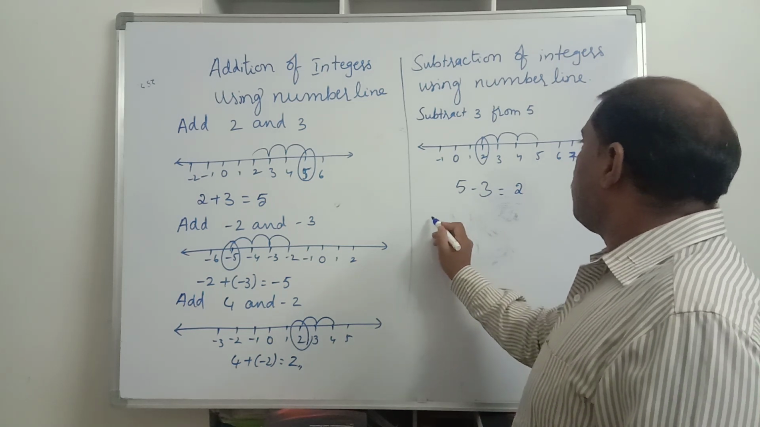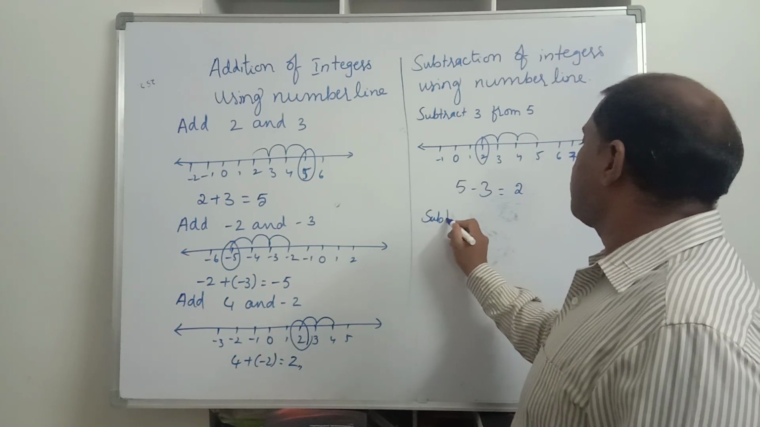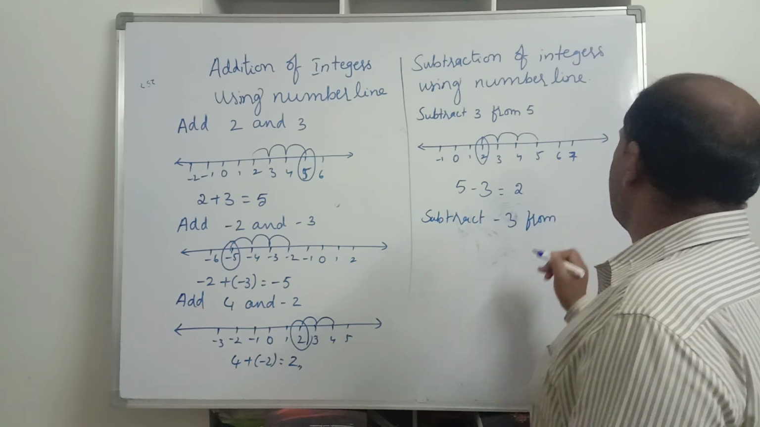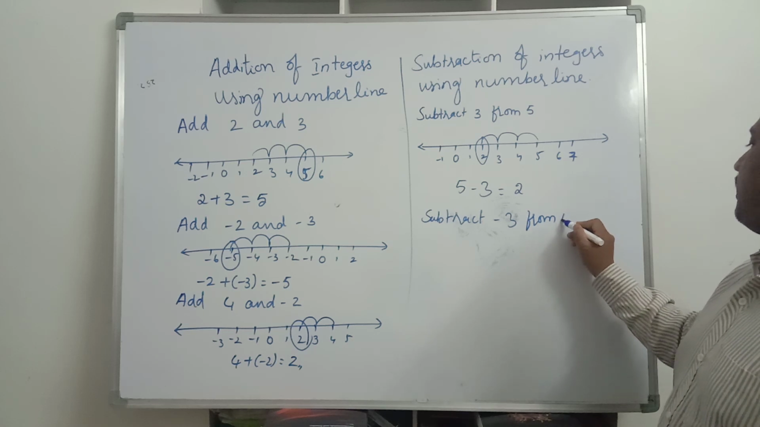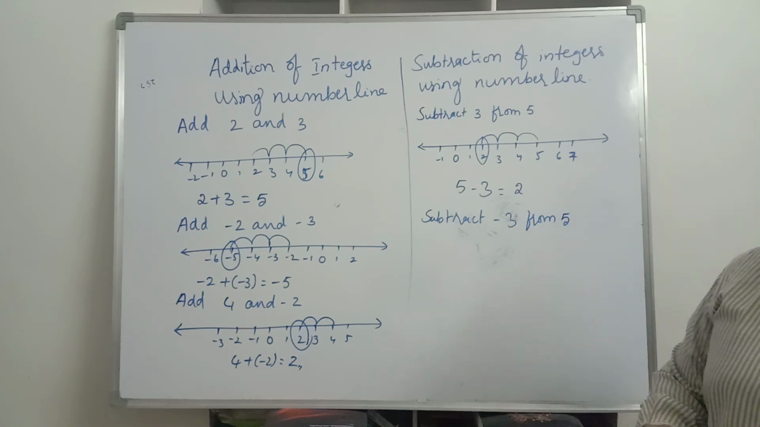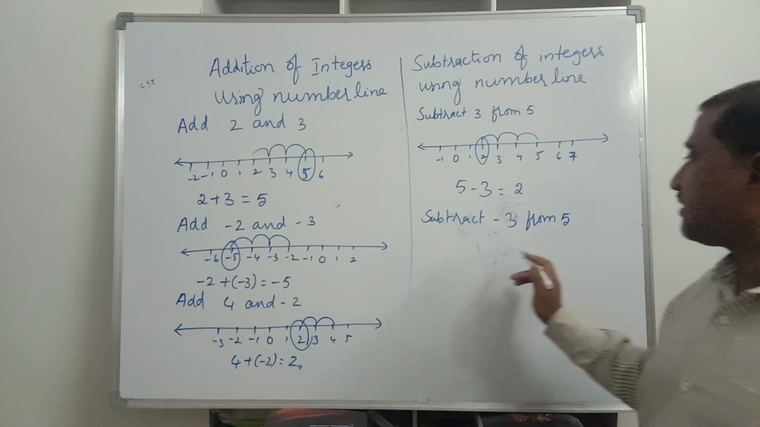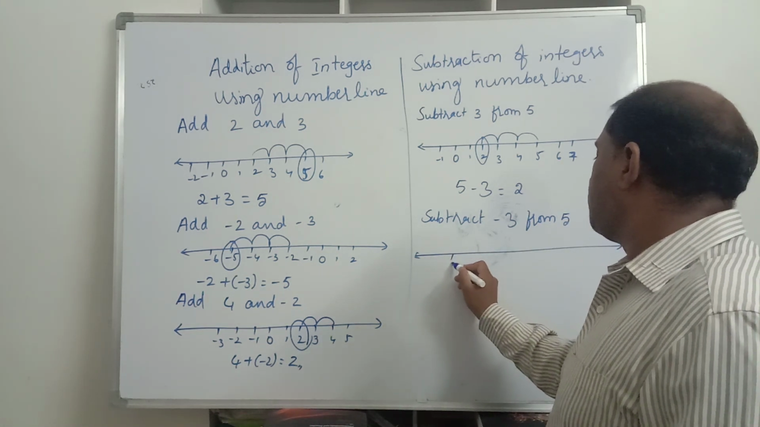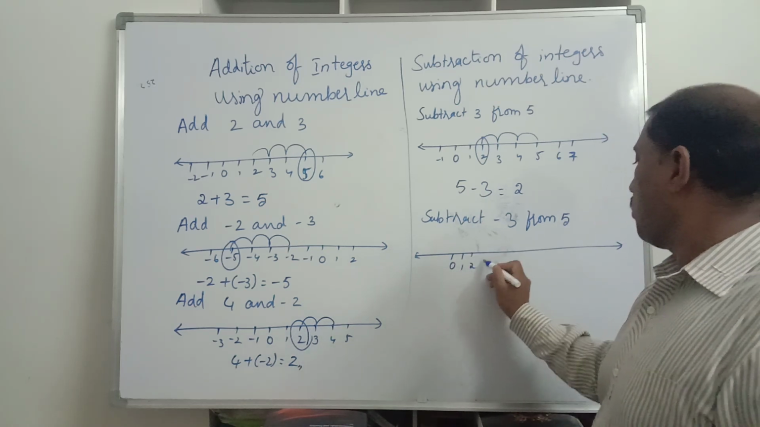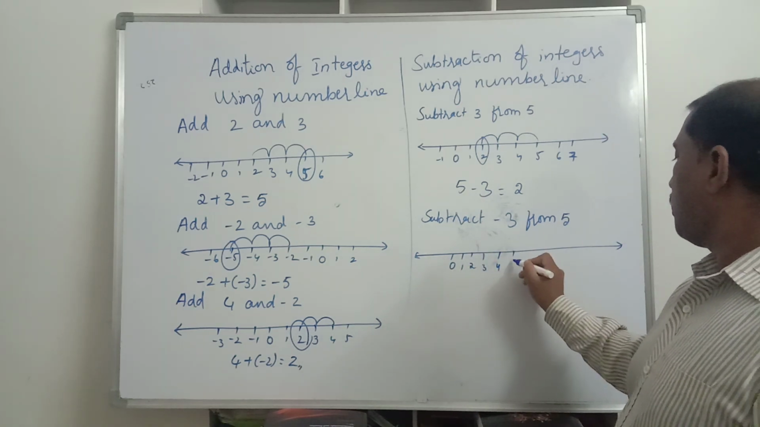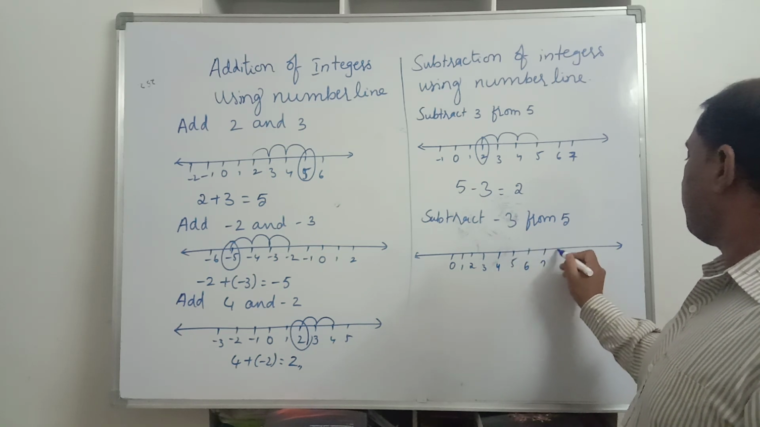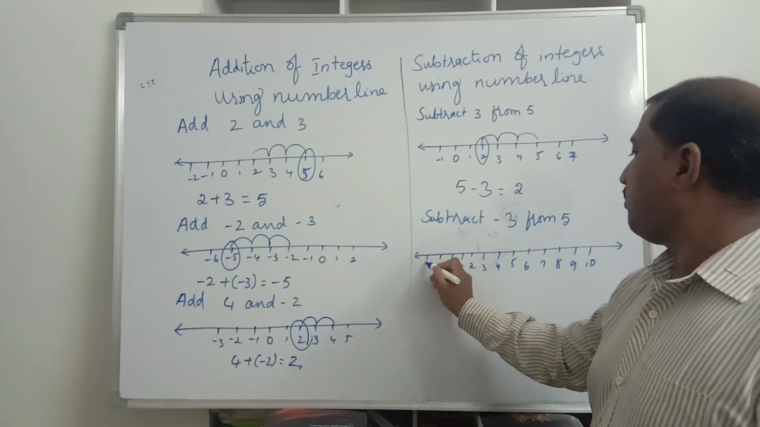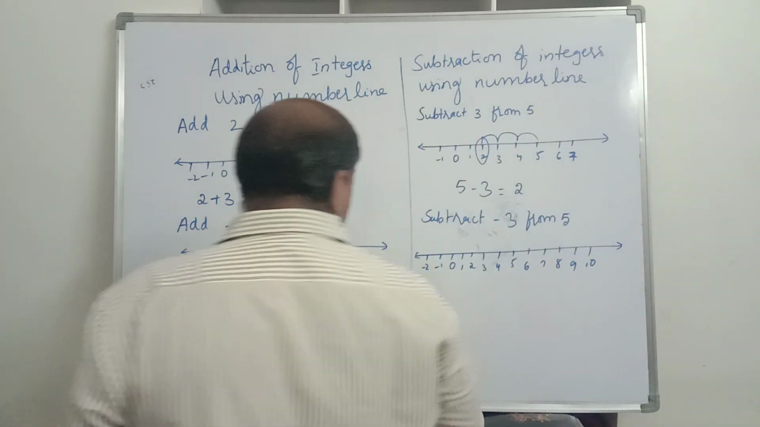Now we will take one more example. Subtract minus 3 from 5. Here, the number line is 0, 1, 2, 3, 4, 5, 6, 7, 8, 9, 10, minus 1, minus 2. Like this you will represent the numbers on the number line.